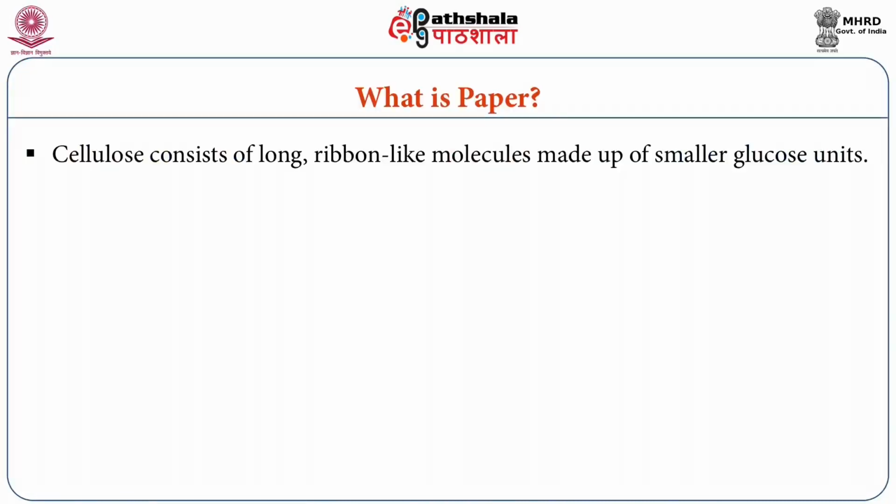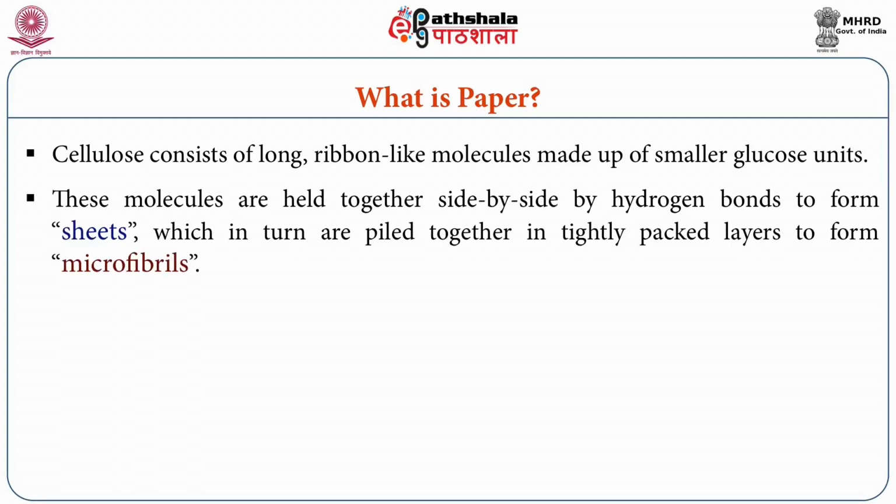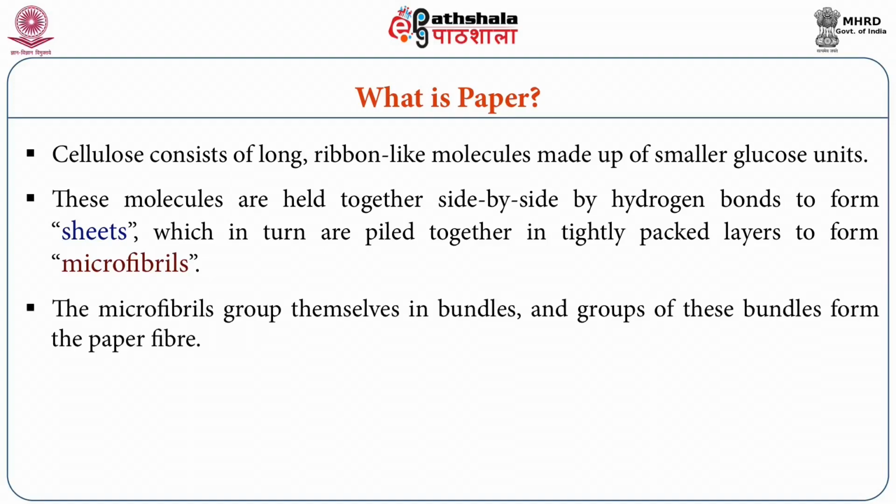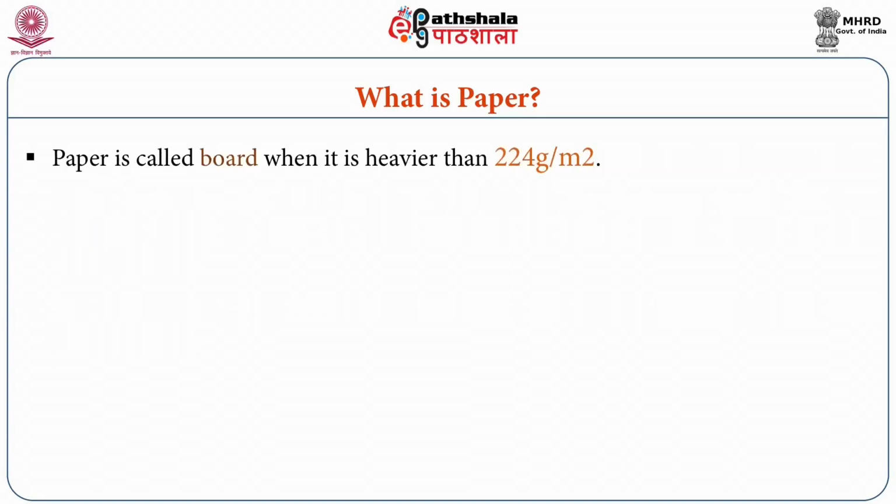Cellulose consists of long ribbon-like molecules made up of smaller glucose units. The glucose units are formed from atoms of carbon, hydrogen, and oxygen. These molecules are held together side by side by hydrogen bonds to form sheets, which in turn are piled together in tightly packed layers to form microfibrils. The microfibrils group themselves in bundles, and groups of these bundles form the paper fiber. Paper is called board when it is heavier than 224 grams per meter square.